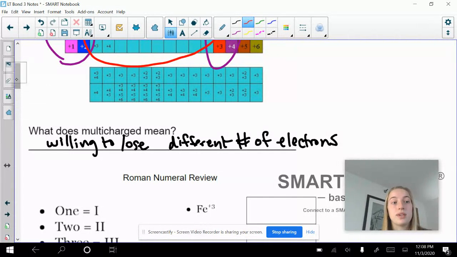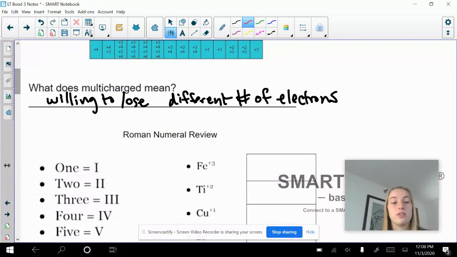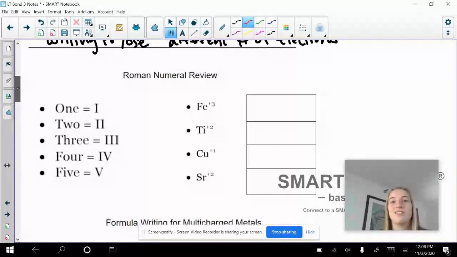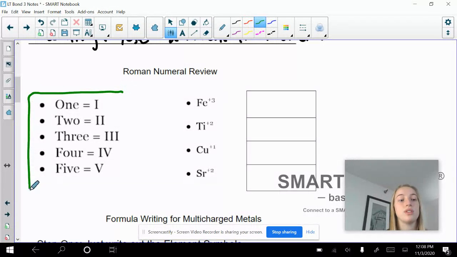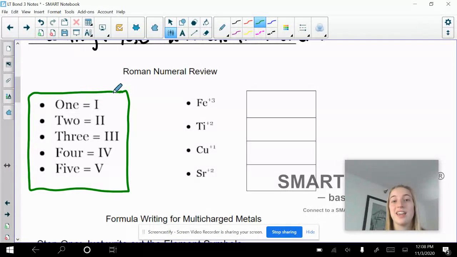So before we can do any sort of naming, we have to do a quick review on Roman numerals and figure out what our Roman numerals even mean when we're talking about our multi-charged metals. So our quick review is here. Hopefully this looks familiar to you. If not, this is a really good resource for you to use as you are practicing today and tomorrow. So keep this, take a screenshot, do something with this. You have this in your notes. So be using this if that's helpful for you.